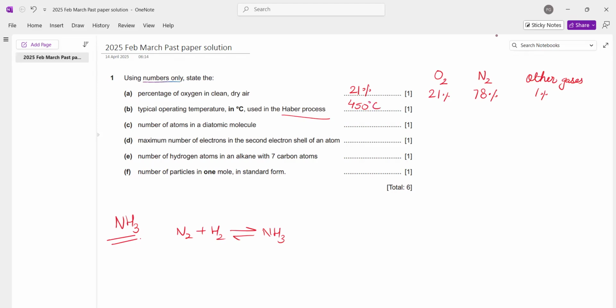And just for you to know, the pressure used is 200 atm. So we should know these two conditions. And apart from that, we should also know that the catalyst used is powdered iron in this case.